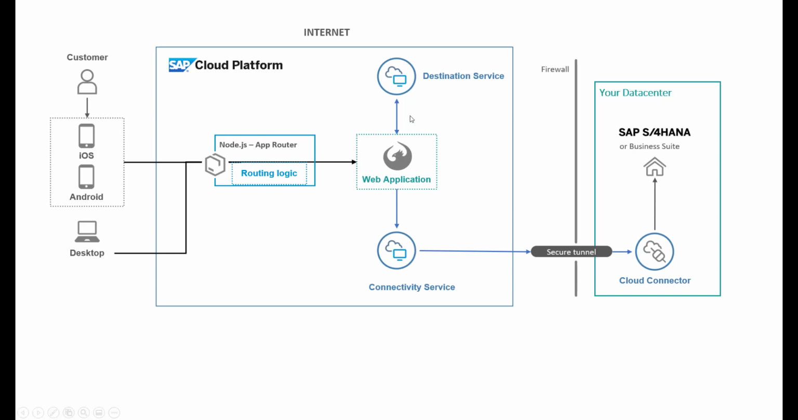Now, if we were to go to a publicly available service, then we don't need this. The destination service has the capability to go to Northwind or any publicly available OData service to get the data. But if you want to talk to the cloud connector and the on-prem system, then you need this connectivity service. So in Neo, they were both the same. There was just one single service that did all of this. In Cloud Foundry, they have split it into two.